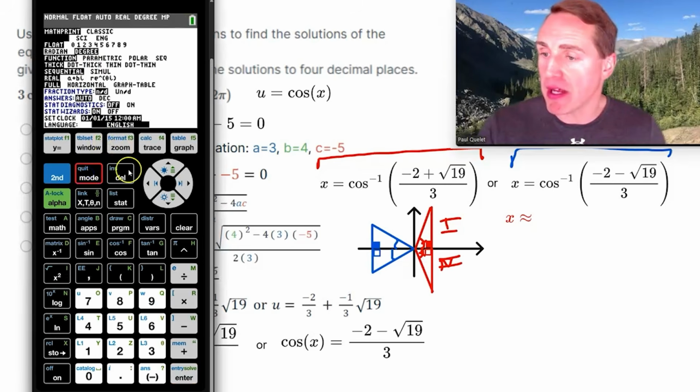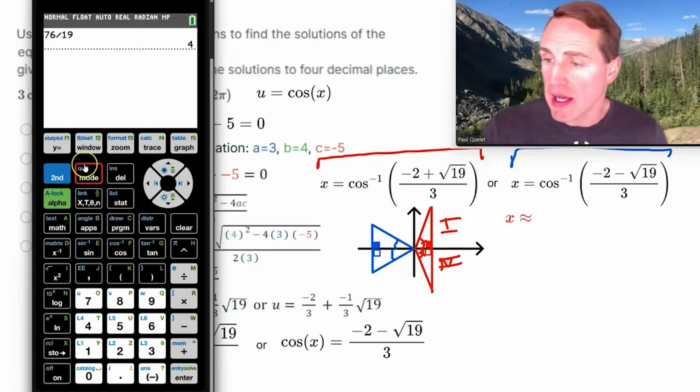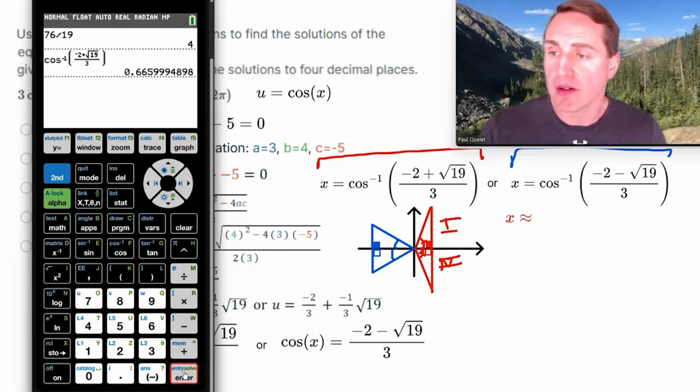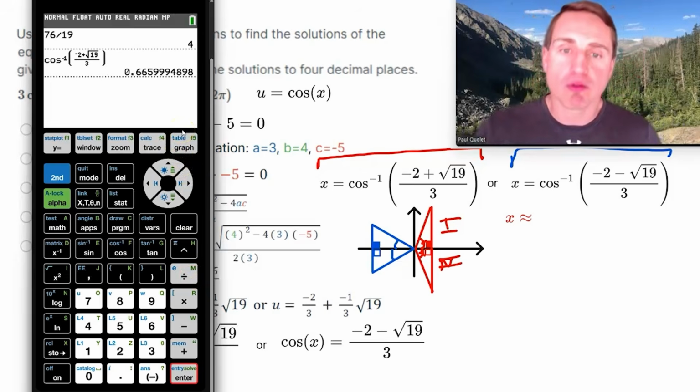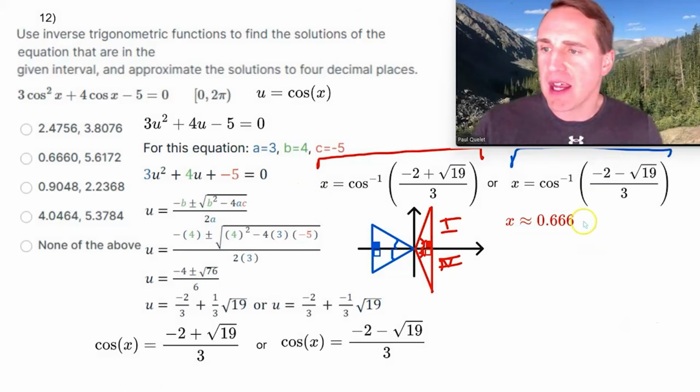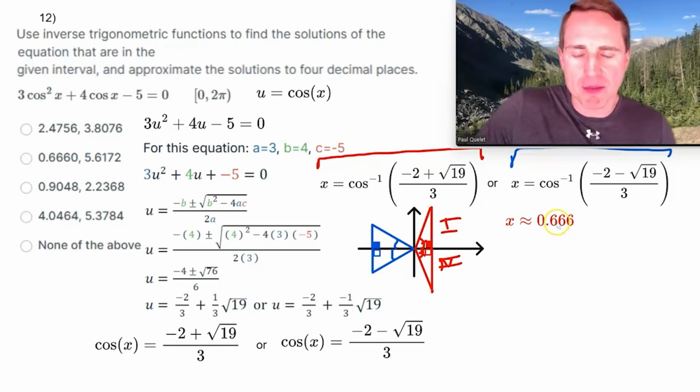Switching the calculator into radian mode, make sure you're in radian mode. Let's go inverse cosine, and I'll use the fraction bar here. I'm going to go negative 2 plus square root of 19 over 3, and then close parenthesis, enter. Okay, so it's about 0.666 radians. Now that is one of the possible answers.